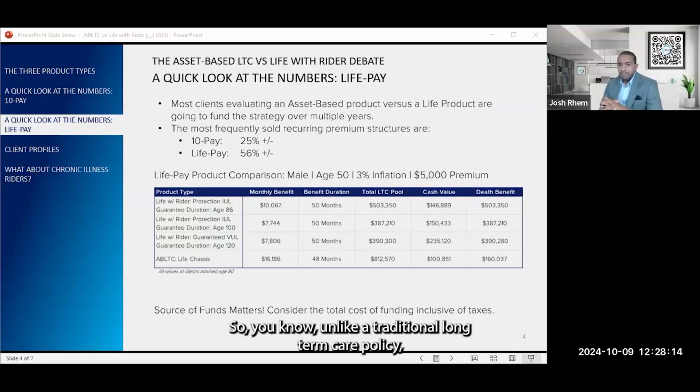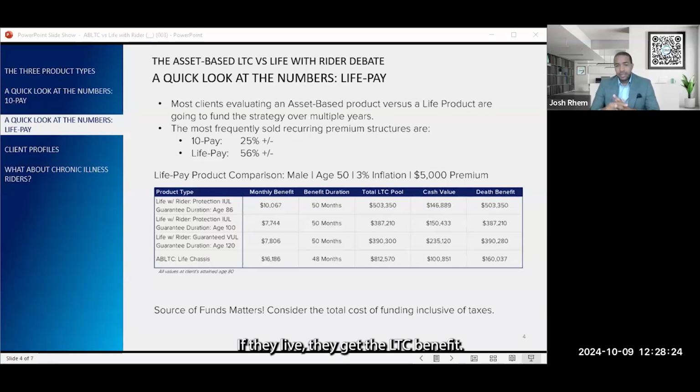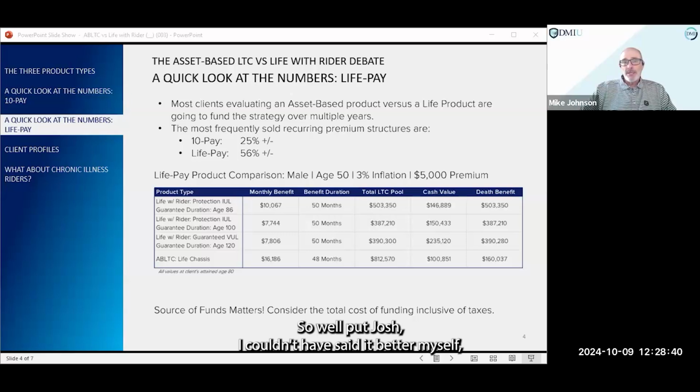Good stuff. Yeah. So, unlike a traditional long-term care policy, it sounds like with these asset-based long-term care policies, they're guaranteed to benefit from it one way or another. If they live, they get the LTC benefit. If they die, they get the death benefit, of course. And if they choose to walk away, there's at least a portion or all of the premium that's returned to them. So definitely not a use it or lose it play. It's much better than that. So well put, Josh. I couldn't have said it better myself. That's a perfect summary of the big advantage with ABLTC for sure. Yeah, absolutely.